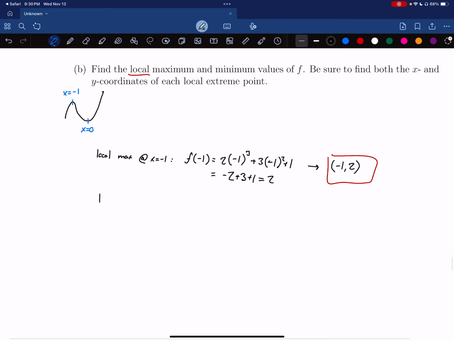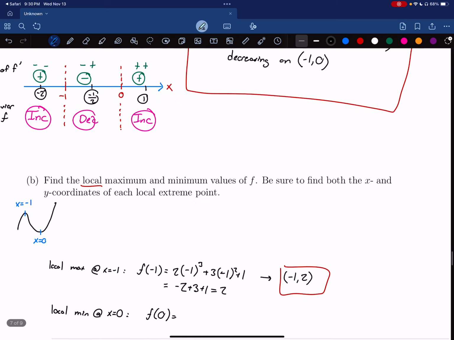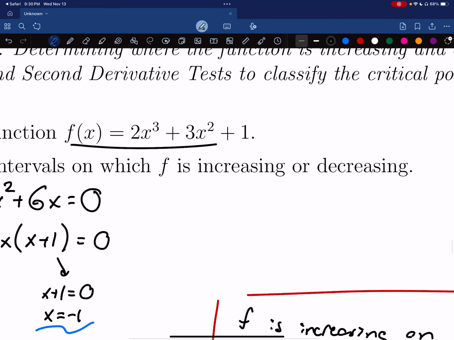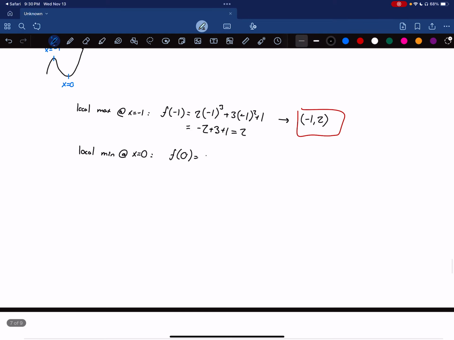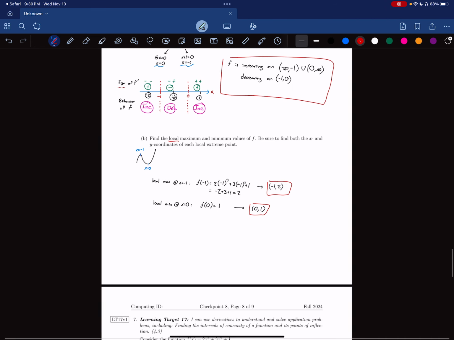Now we can consider our local min, which we determined will occur at x equals 0. f of 0, pretty easy. This goes away, 1. So our local min will occur at the point (0, 1). All right, there we go.